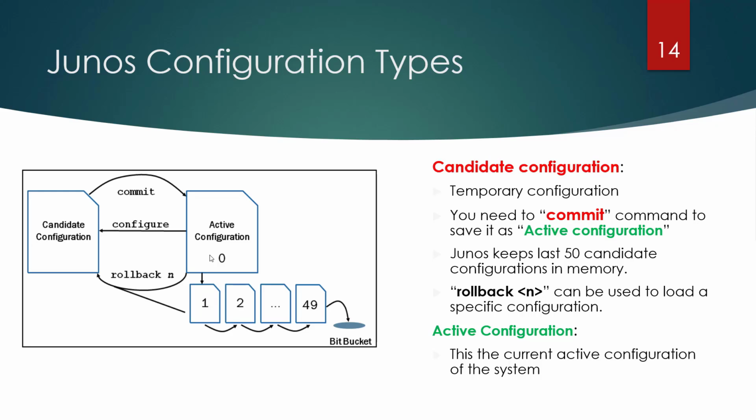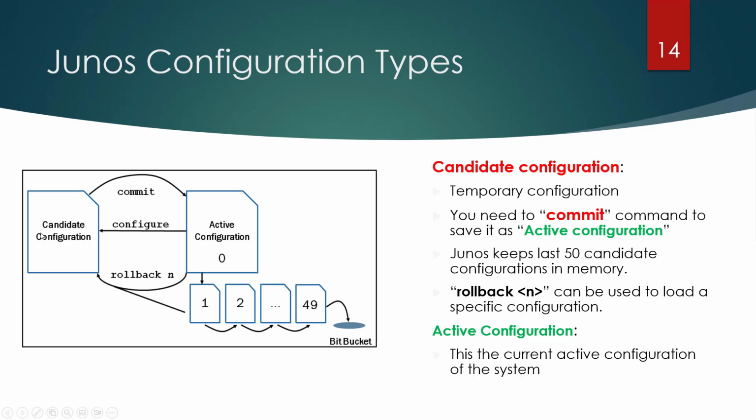Active configuration means the one which is currently active, and the candidate configuration is the one where you make your changes. Unlike other vendors like Cisco, in Junos, the operating system of Juniper, when you configure something, it is not immediately committed or configured. It actually stays in the candidate configuration, and it's not active. When you start configuring the device, it keeps the configuration in the candidate configuration, and only when you use the keyword commit is it copied to the active configuration.